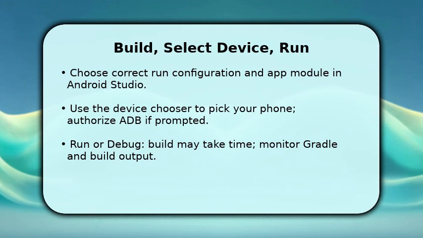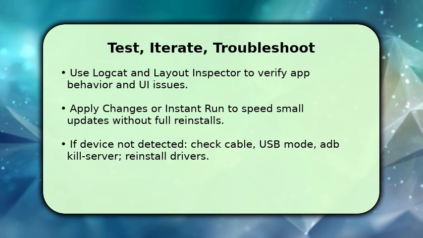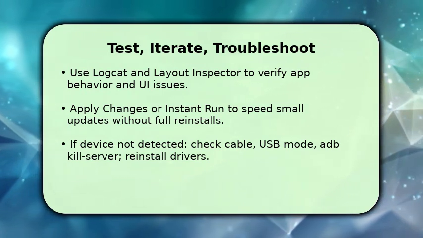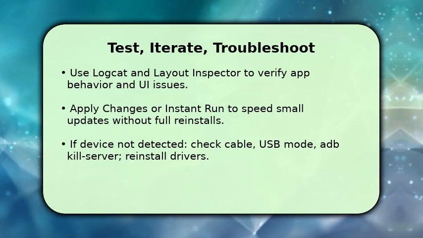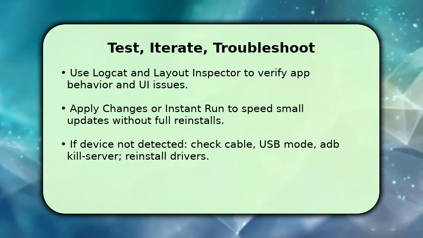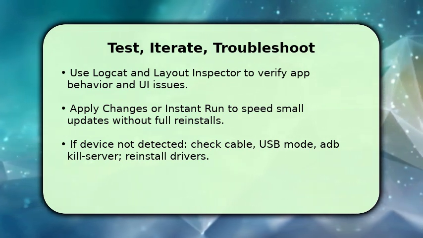You finish by exercising the app. Interact with features, check Logcat for errors, and use the Layout Inspector to confirm UI state. For faster iteration, use Apply Changes or Instant Run for code and resource tweaks that don't require a full reinstall, but perform full builds after structural changes.